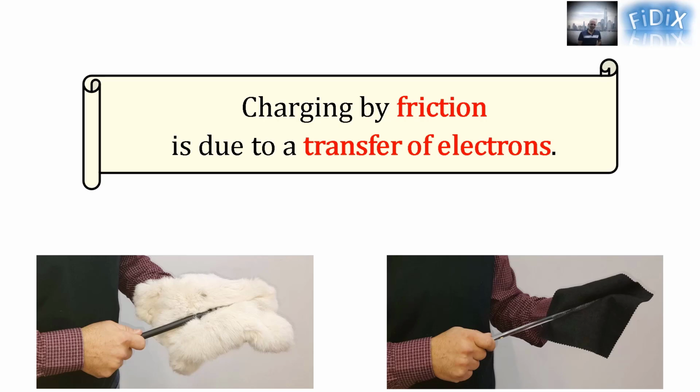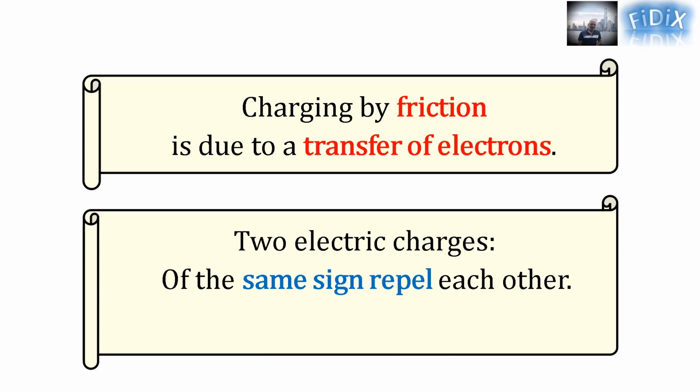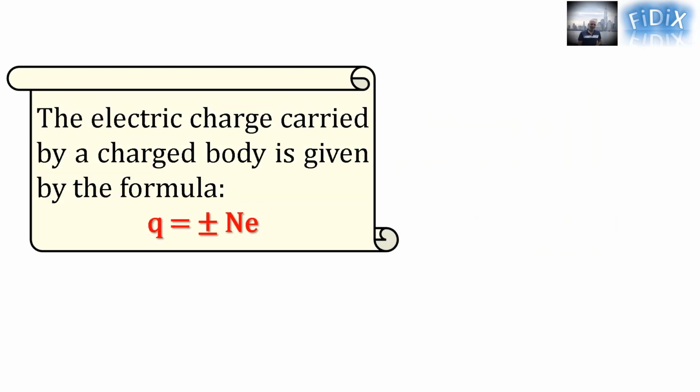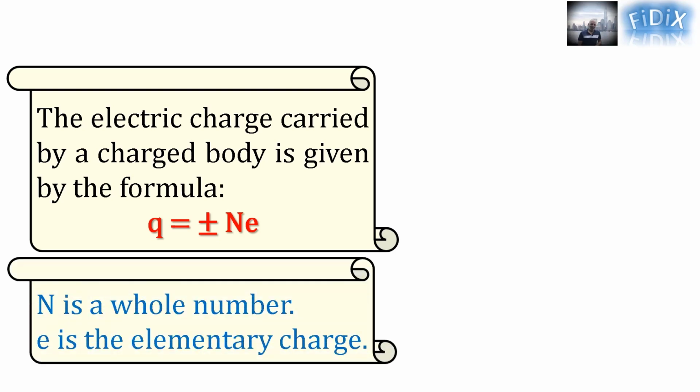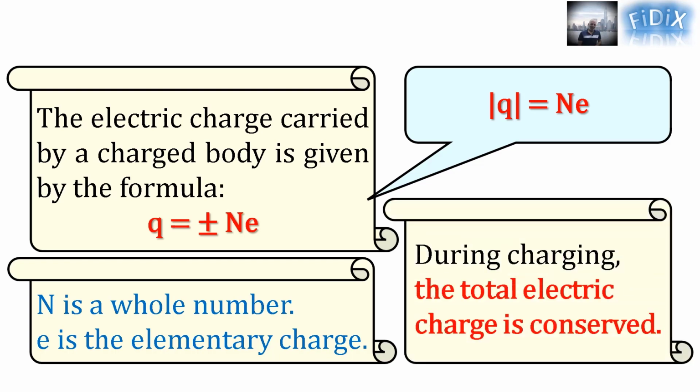From these experiments, we can deduce that two electric charges of the same sign repel each other, and two electric charges of opposite signs attract each other. Note that the electric charge carried by a charged body is given by the formula Q equals plus or minus N e, where N is a whole number and e is the elementary charge. Thus, the absolute value of Q equals N e. Also note that during charging, the total electric charge is conserved. And this is all for this video.